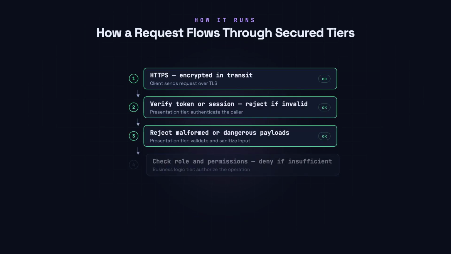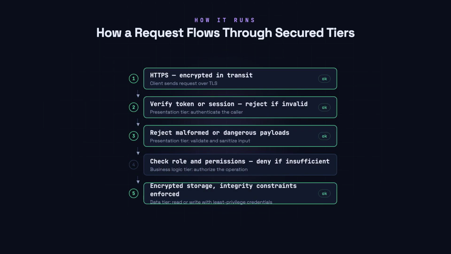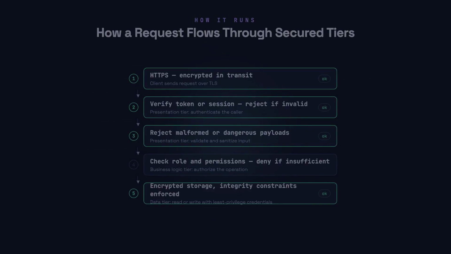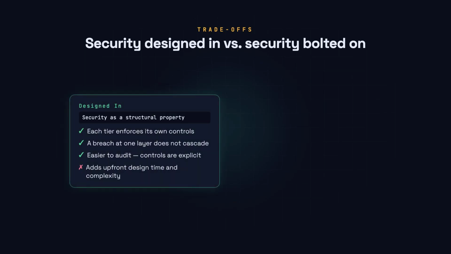Follow a single request through the system. It arrives over an encrypted TLS connection, so it cannot be read in transit. The presentation tier immediately checks authentication. Is there a valid token? If not, the request is rejected before touching any logic. Valid input is sanitized to prevent injection attacks. The business logic tier then checks authorization. Does this user have permission for this specific operation? Only if both checks pass does the request reach the data tier, which stores and retrieves data using minimal privilege credentials and encrypted storage.